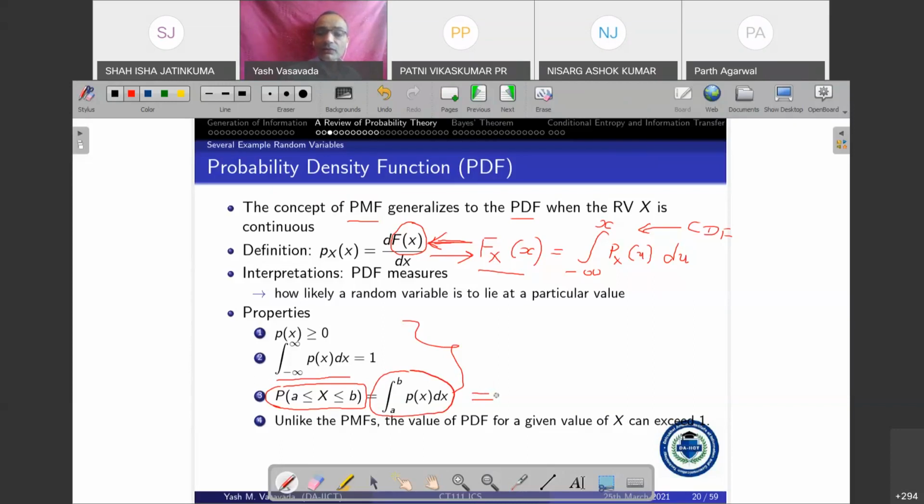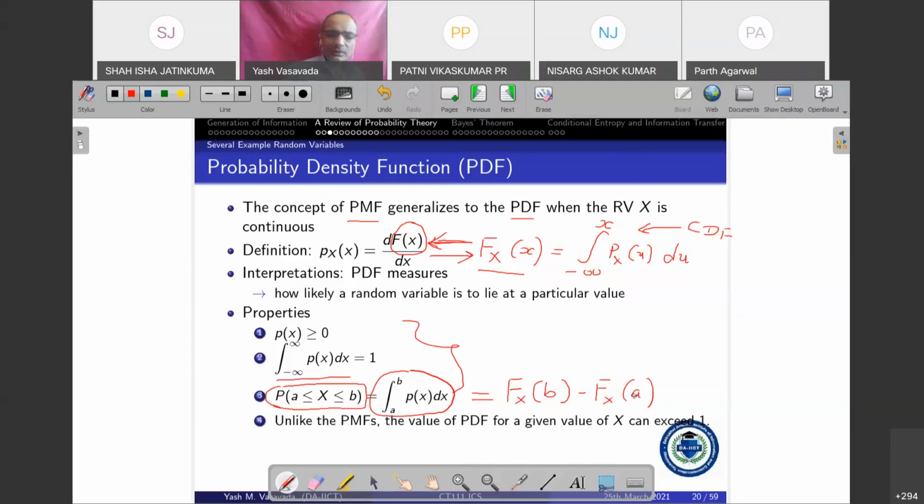Or alternatively, like what we studied in the case of CMF, if you already have the CDF, then instead of doing this integration, you can just do subtraction of the CDF function. The subtraction will be, basically, you will be looking at the CDF value at x equal to B, and from that you will be subtracting the CDF value for x equal to A. So this is the formula that you can use instead of doing the integration, in case you have the CDF function with you.